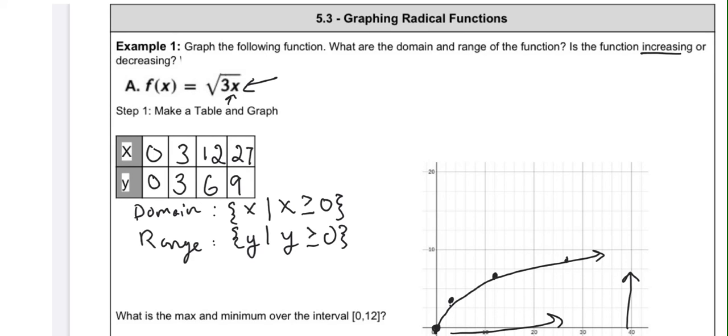And then to tell increasing or decreasing, we find that by looking at the slope of it. As you can see, the slope of this line is always staying positive, up and to the right. So if the slope is always staying positive, the function is increasing.